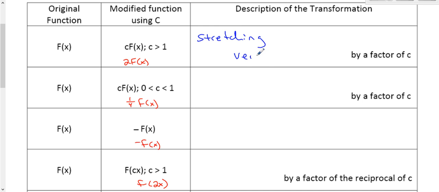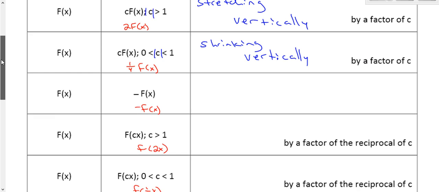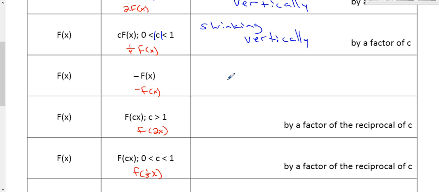vertically by a factor of c. And that really should be the absolute value of c. And here, if the absolute value of c is between 0 and 1, we are shrinking vertically by a factor of c. When we have a negative number out in front, that is reflecting vertically, reflecting across the x-axis.